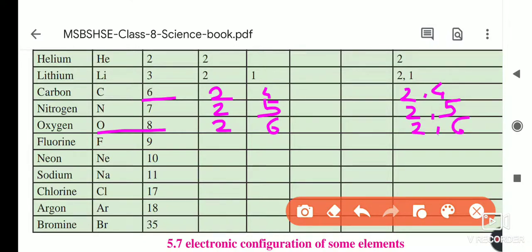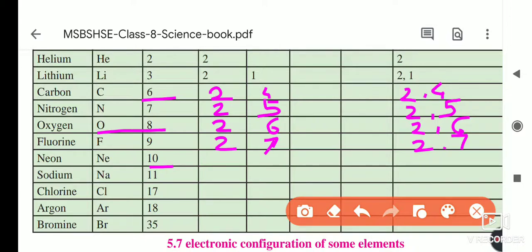Next is fluorine, atomic number 9. So here again, in the first shell how many electrons will go? In the first shell 2, and in the second shell 9 minus 2, that is 7, will enter the next shell, that is the L shell or second shell. So see here, the electronic configuration is 2 7. Next is neon. As you know, its atomic number is 10.